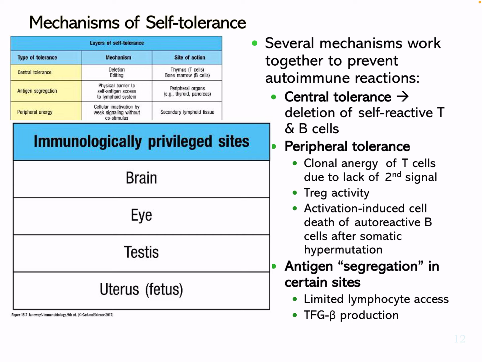So we also have antigen segregation in certain sites. These are sites that have limited lymphocyte access and have high TGF-beta production, which again was similar to our Tregs. So these down-regulate our activity. These include our brain, for obvious reasons, eyes, testes, and uterus. For example, a lot of people can get eye transplantation without any autoimmunity or transplantation reactions based on the fact that it's an immune-privileged site. So essentially, there are not going to be reactions going on there.